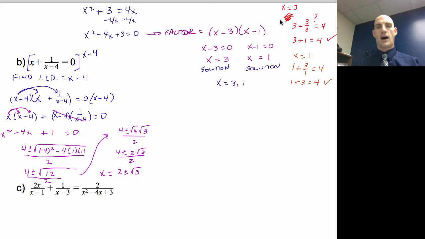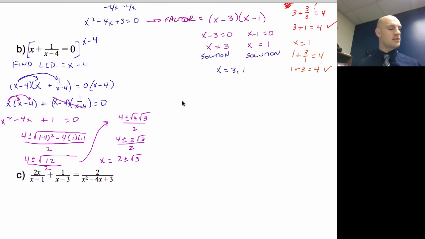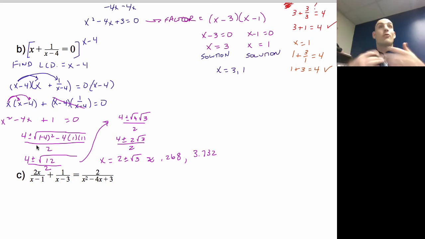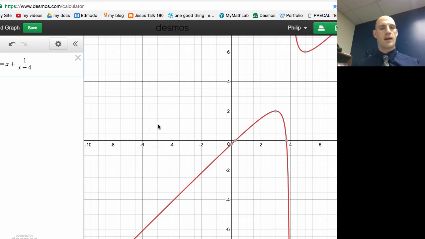Up here, I evaluated. On this one, let's go to the graph and see. If I plug these into my calculator, I find that 2 plus square root of 3 and 2 minus square root of 3 are about equal to 0.268 and 3.732. Those are the decimal approximations of 2 minus square root of 3 and 2 plus square root of 3. So when I look at my graph, what am I looking for? Well, I'm looking to see if those are actually where the function equals 0. So those would also be known as my x-intercepts.